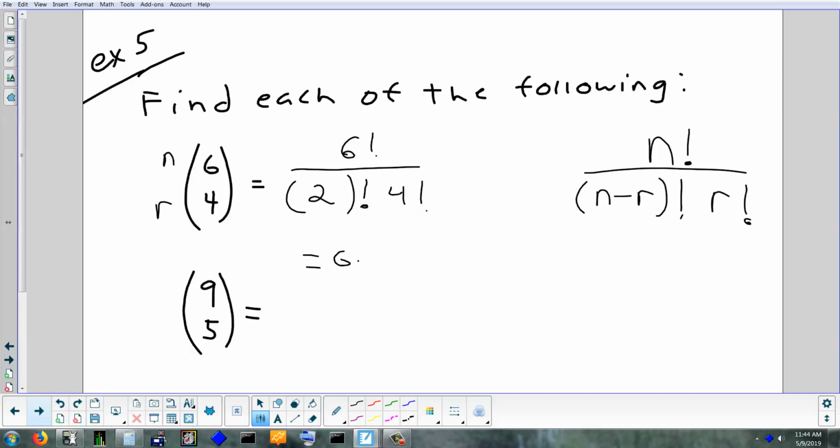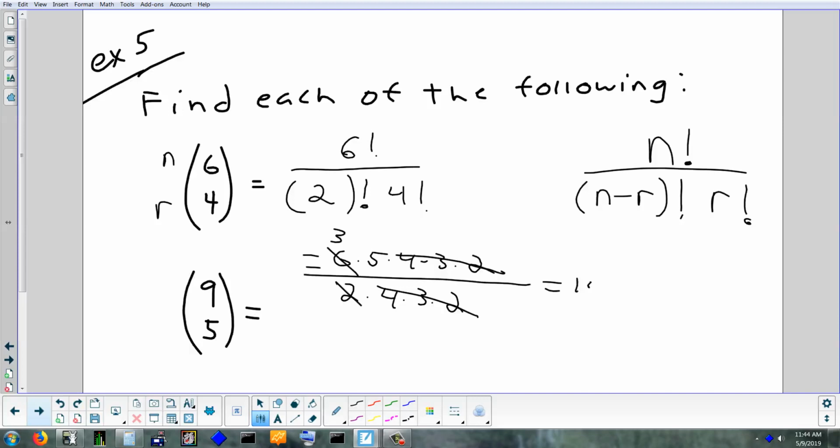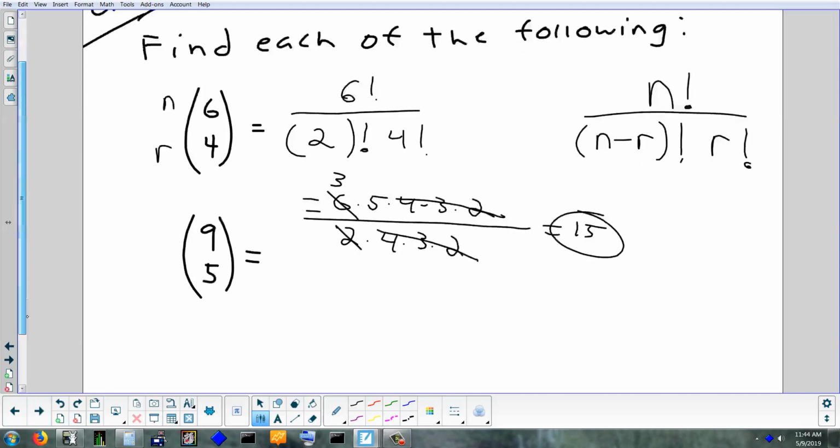So let's write out 6, 5, 4, 3, 2. 2 factorial is 2. 4 factorial is 4 times 3 times 2. 4, 3, 2 cancels with 4, 3, 2. Gone. 2 goes into 6 how many times? 3. And what's 3 times 5? 15. That's exactly what we're supposed to get. So I didn't even have to worry about 6 factorial, which is like 700 something. Most of it just canceled out, and the arithmetic became very easy to do.